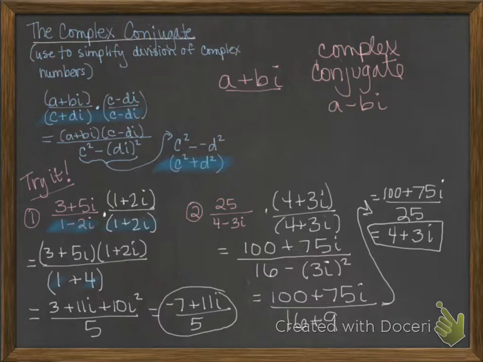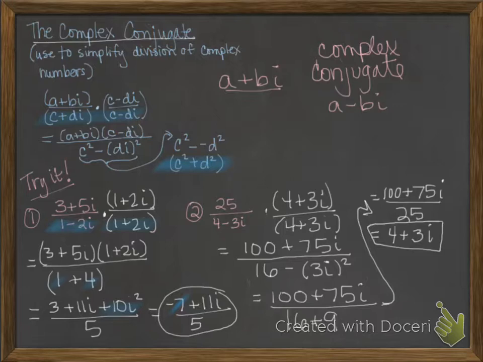3 plus 11i plus 10i squared is the same as 3 plus 11i. Remember, i squared is negative 1, so that's minus 10. 3 minus 10 is negative 7, plus 11i, all over 5.